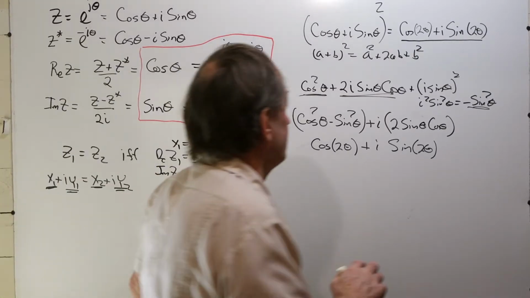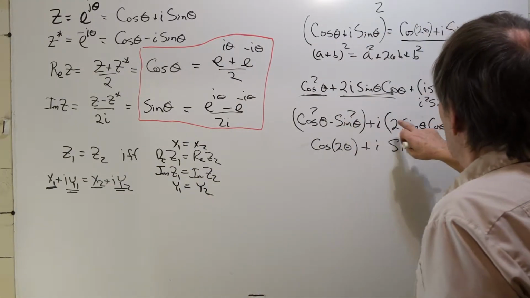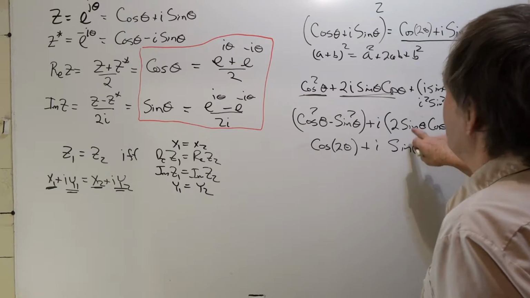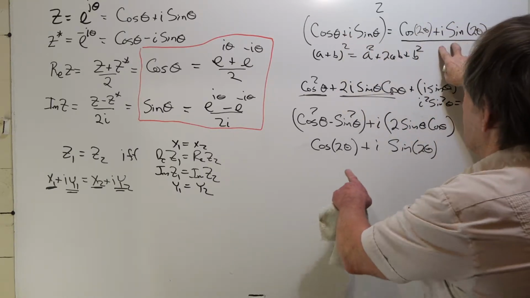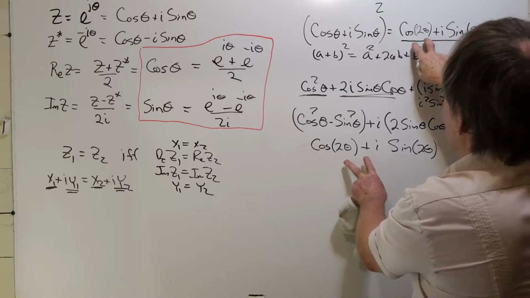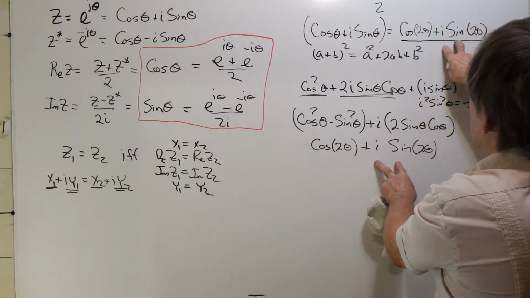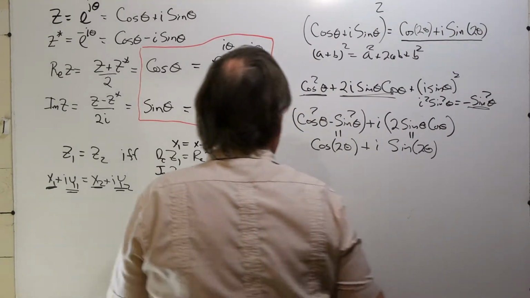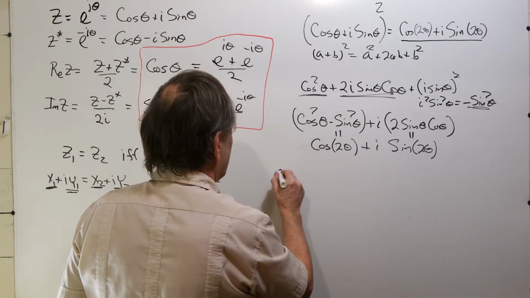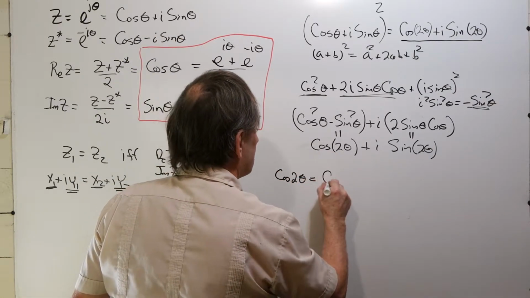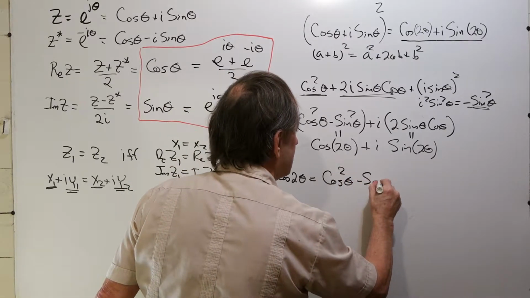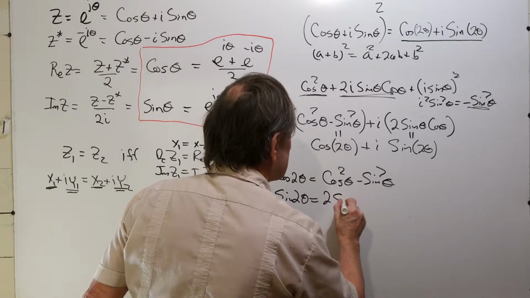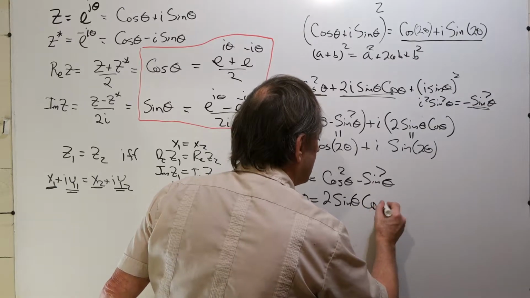So what we have here are two complex numbers. We have a real part and an imaginary part, and a real part and an imaginary part, and they're equal. This part is the left-hand side, and this part is the right-hand side. So we equate the imaginary and the real parts. We have that the cosine of 2 theta is equal to the cosine squared of theta minus sine squared theta, and that the sine of 2 theta is twice the sine of theta times the cosine of theta.